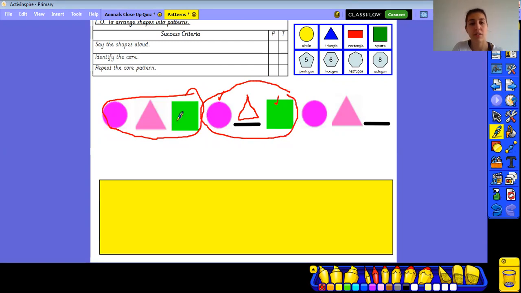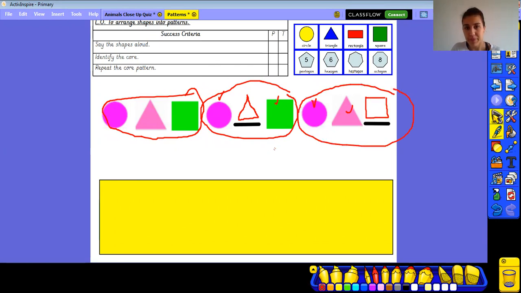So circle, triangle, square, circle, triangle, square, circle, triangle. So all these are right so far. Circle, triangle, and square is missing. Well done if that's what you said. And that's my other core repeated again.